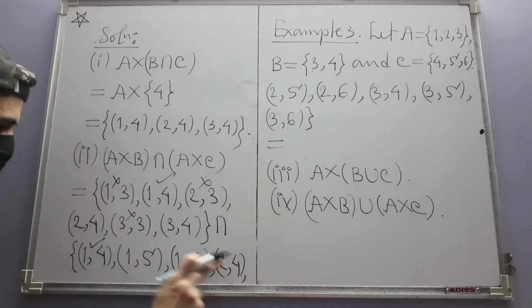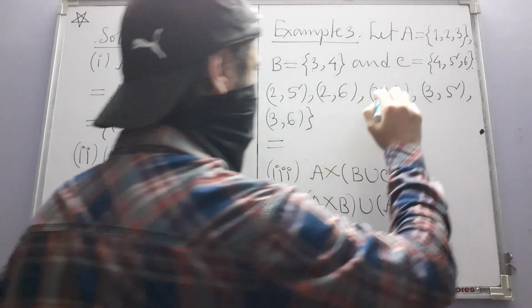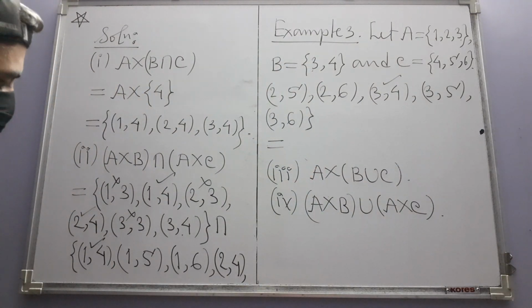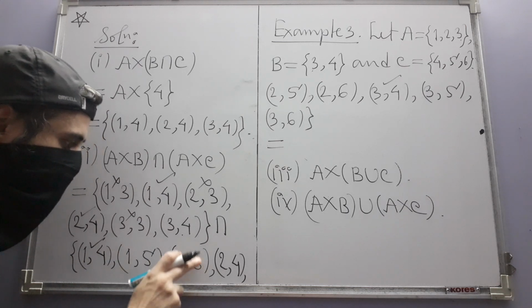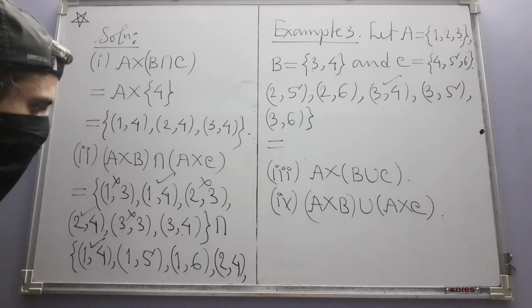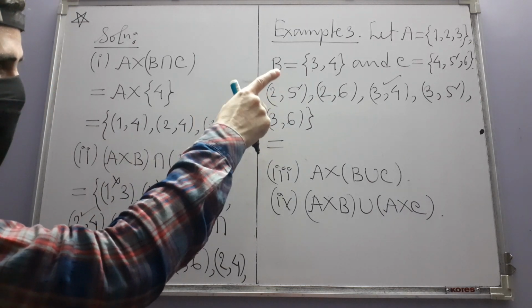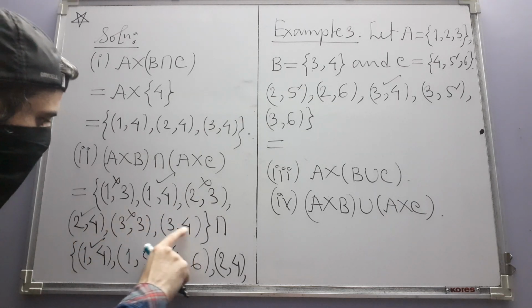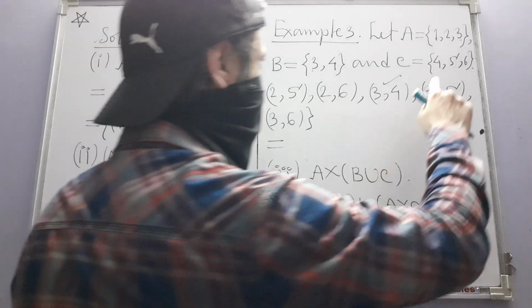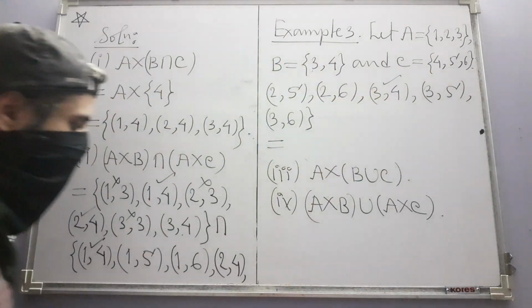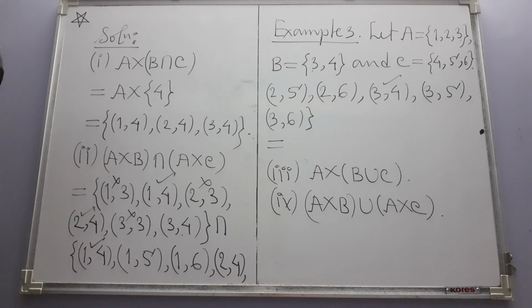What about 2 4? Yes, we have 2 4 here. What about 3 4? Yes. And just like here in this second set of intersection, we cannot have 3 as the second coordinate of any ordered pair. Here we cannot have 5 or 6 as the second coordinate of any ordered pair, although here you have 5 and 6. That's because 5 and 6 are not there in B. So these ones, these ticked ones, are the common elements.